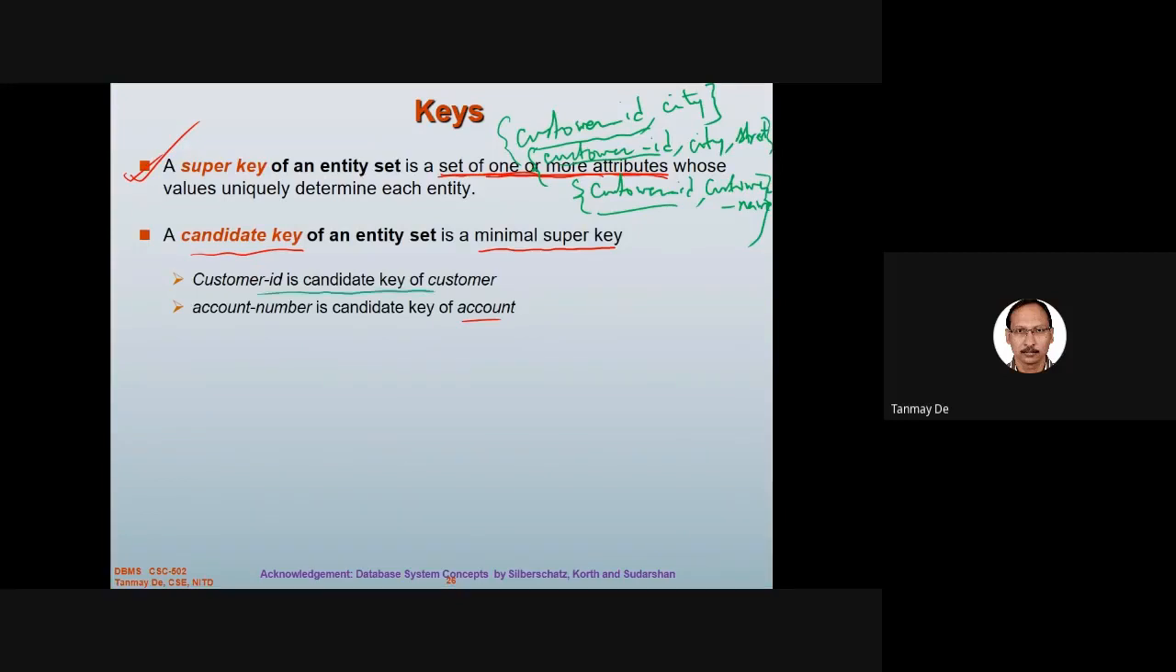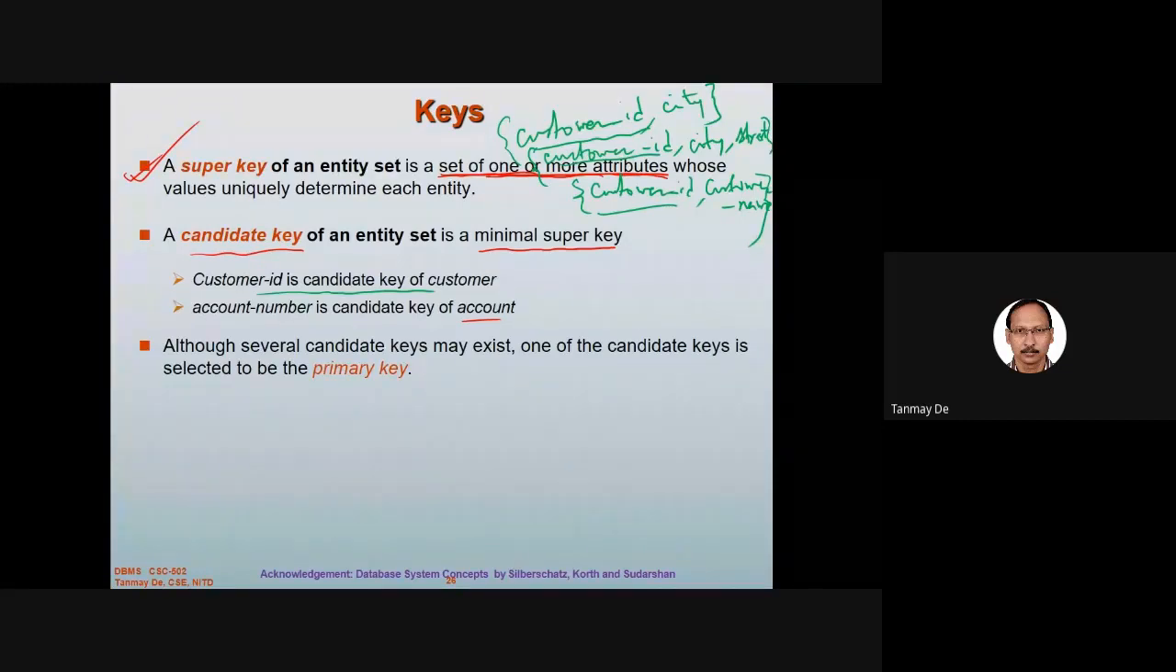And the primary key: sometimes there may be more than one candidate key. At that time, any one of them, as chosen by the database administrator or database designer, can act as the primary key. That is, the primary key is one of the candidate keys, chosen by the database administrator, if more than one candidate key is there.